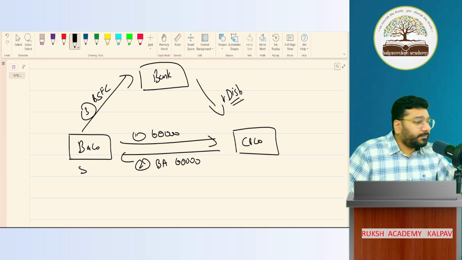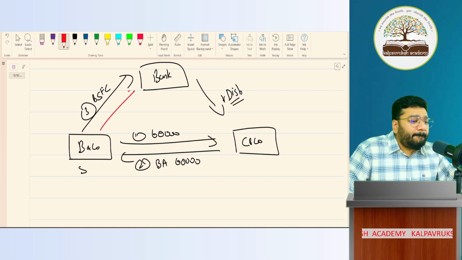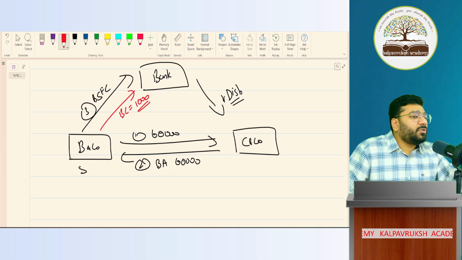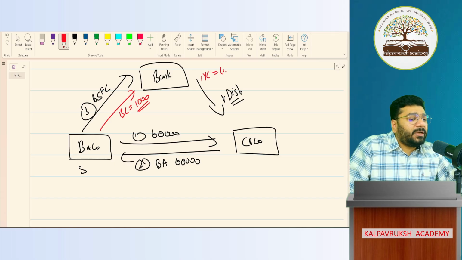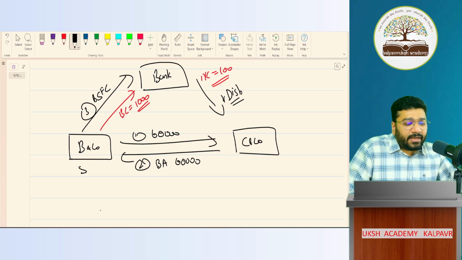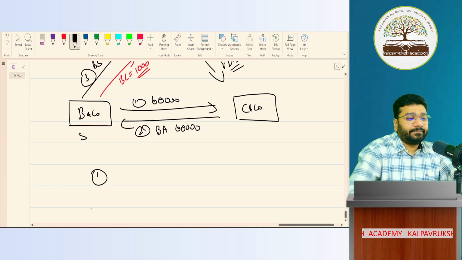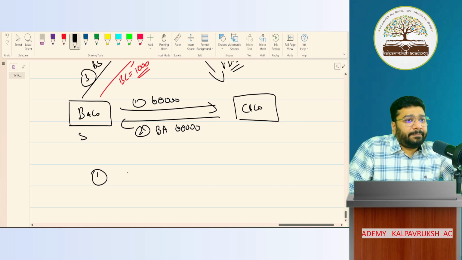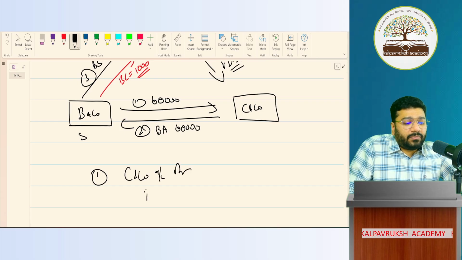For this purpose, how much is the bank charging? Bank charges, bank commission, 1,000 rupees. Noting charges paid is how much? 100. Now, please tell me the first entry, the sale entry. C and Co. account debit to sales. How much? 60,000 and 60,000.